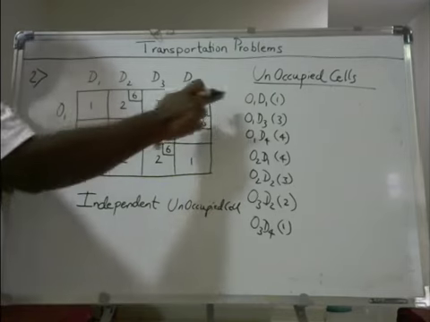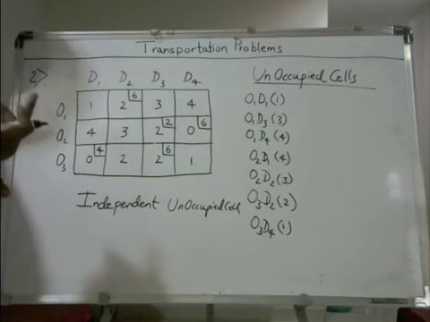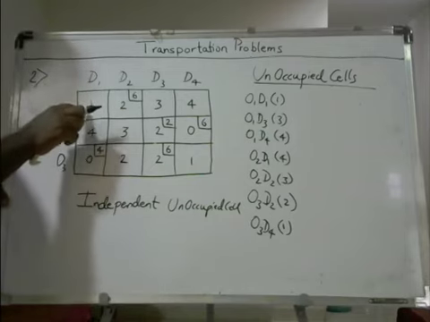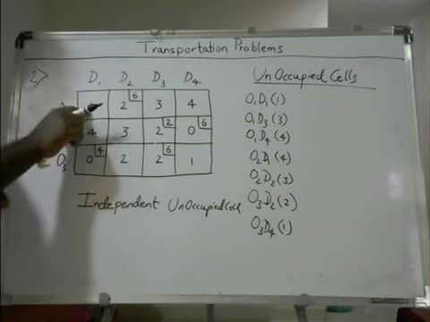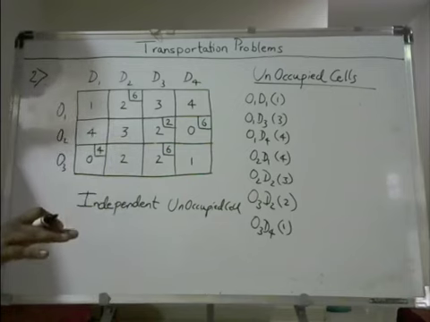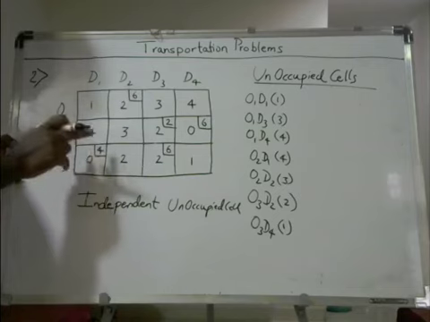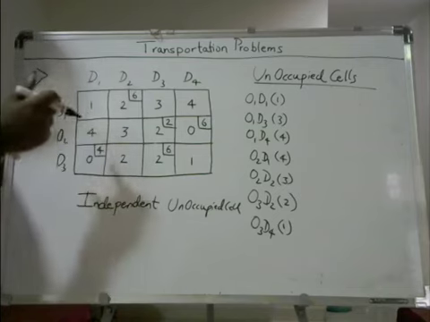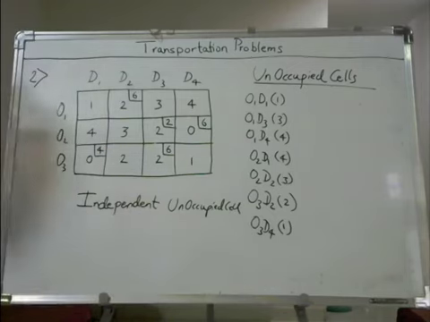Now let us take this O1 D1, which is this cell. Let us see whether it is an independent unoccupied cell. How do we find that? If we are able to form a closed loop to this cell, then it is not called an independent unoccupied cell. If we are not able to form a closed loop, then it is called an independent unoccupied cell.